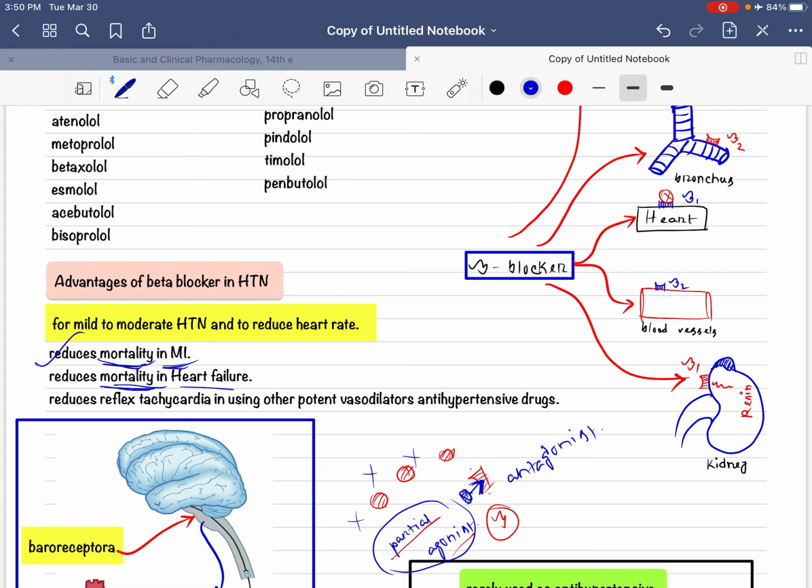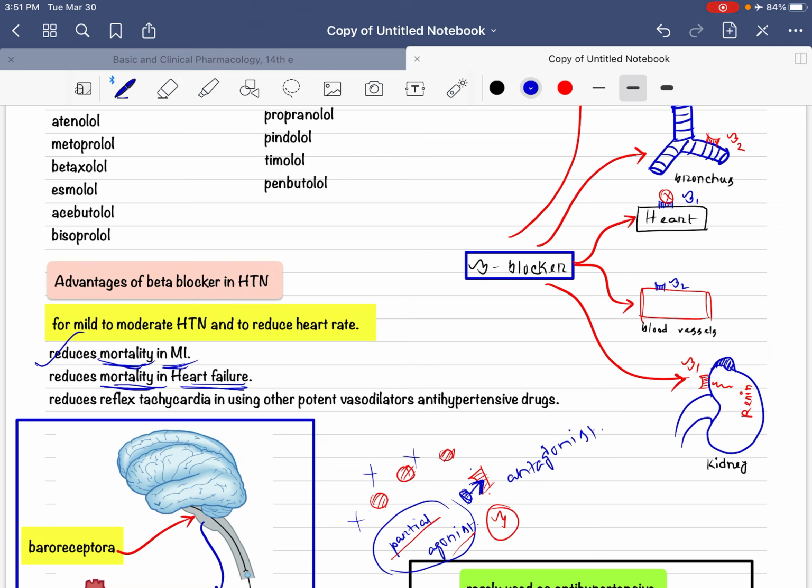And it reduces the mortality of heart failure, because in case of chronic heart failure, norepinephrine acts more and more on beta 1 receptors, and your heart is working more and more just to compensate for the heart failure condition, then there will be cardiac remodeling. And to prevent this cardiac remodeling, we use beta blockers, so that more and more norepinephrine cannot bind with the beta 1 receptor. That's why we prevent the heart from doing more work, and we can prevent the heart from going into cardiac remodeling.